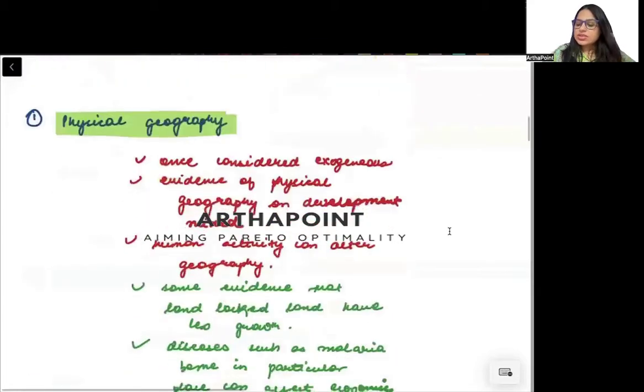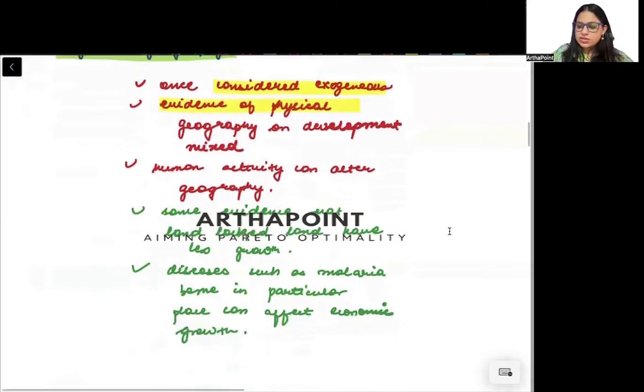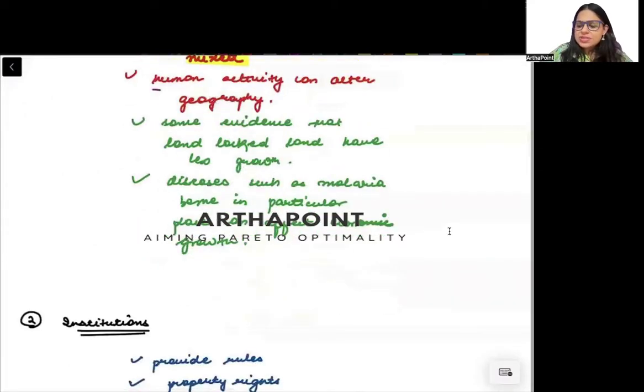अब ये क्या बोलता है? This says that earlier geography was considered exogenous. मतलब ऐसा माना जाता था कि geography का कोई भी असर नहीं होगा development या growth पे. But now geography is considered an important factor in the development of an economy. And there has been some evidence which shows that physical geography affects the development in an economy. Also, it has been seen that human activity can alter the geography of any country. तो अगर हम किसी भी country की बात करें, तो उस country की geography को humans अपनी activities के through alter कर सकते हैं, right?